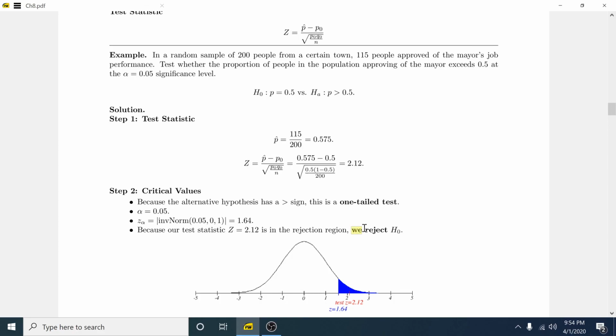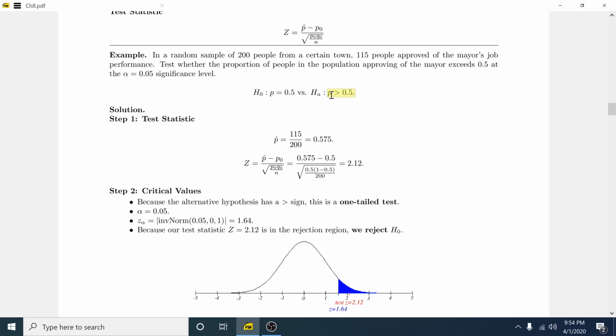But we have rejected the null hypothesis here, right? So we are rejecting this. So we have strong evidence against this. That means we have strong evidence in favor of this. So we actually have statistically significant evidence in this problem that the mayor's approval rating in this town exceeds 0.5. Another way to think of that is the approval rating is higher than 50%. And that's really good, right?